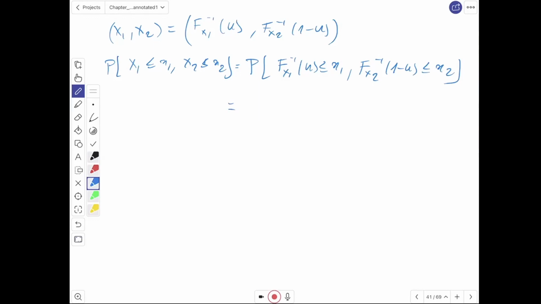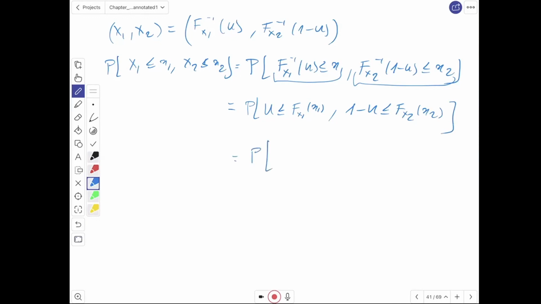Same trick as before. We showed last week that this statement here is equivalent with saying U is smaller than or equal to F_X1(x1). And this is equivalent with saying 1 minus U smaller or equal than F_X2(x2). But now I find that U should be smaller than this value, and if you put U to the other side, U should be larger than 1 minus F_X2(x2). So U should be in between these bounds.